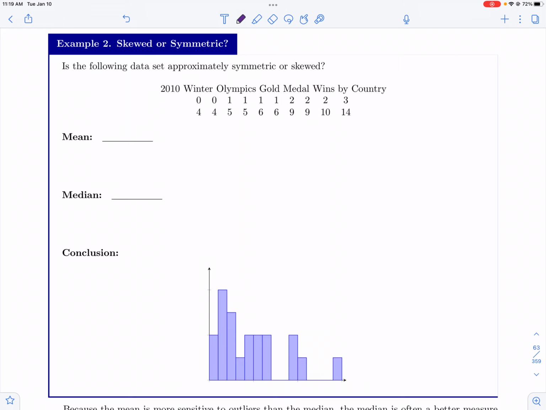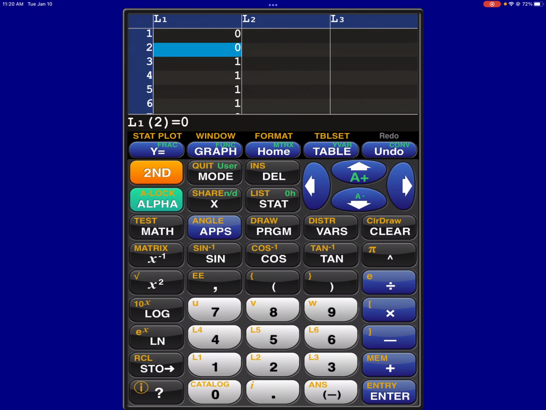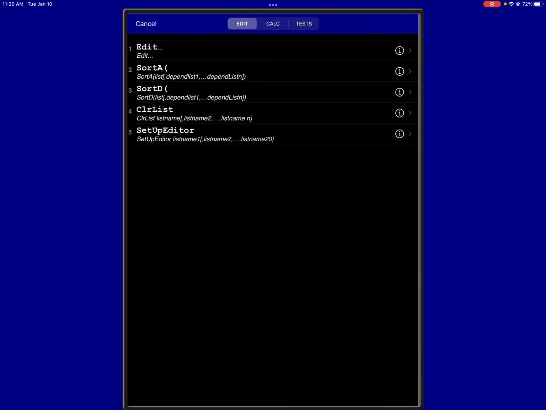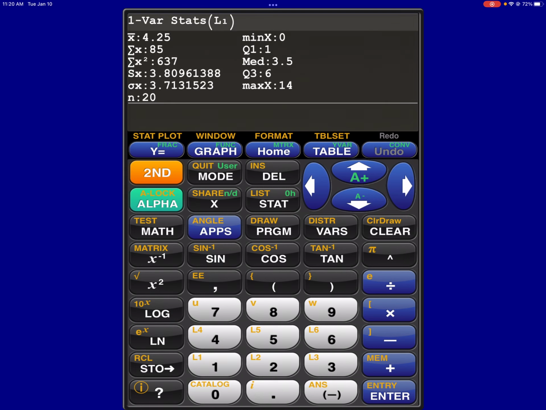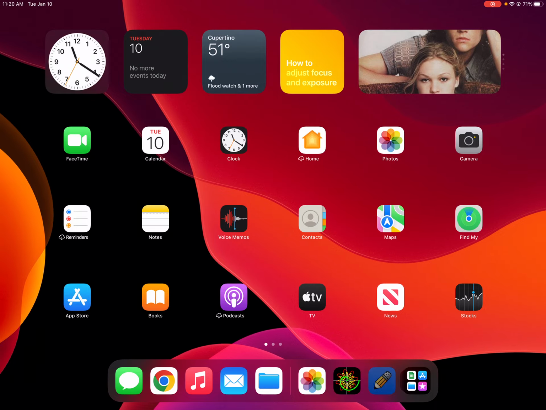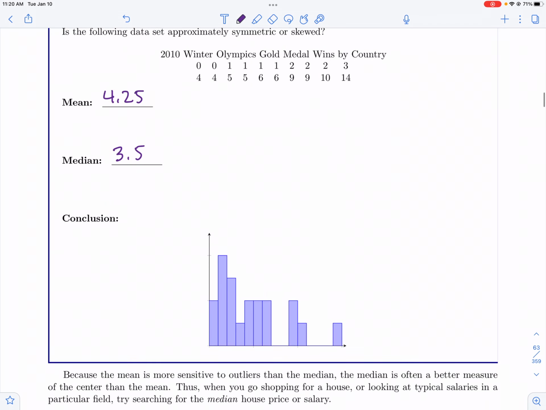And so again, I'm going to go ahead and go to the calculator where I've typed this in already. So if we go to Stat and Edit, again, I've got all the data already in list 1 ready to go. So if I hit Stat, Calc, 1-Var Stats, and so again I put everything in list 1, hit enter. So I can see my sample mean is 4.25 and my median is 3.5. So let's go ahead and transfer this over to the document. So we've got our mean is 4.25, our median is 3.5.